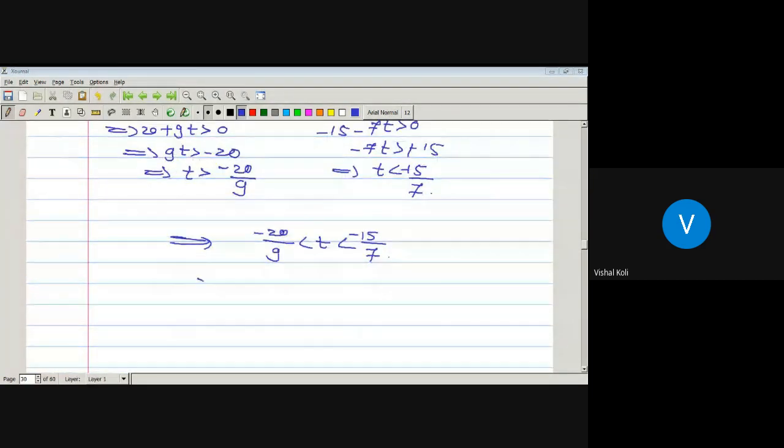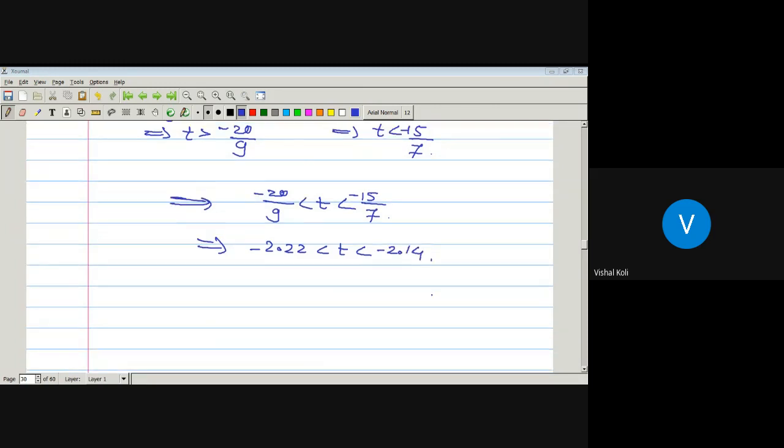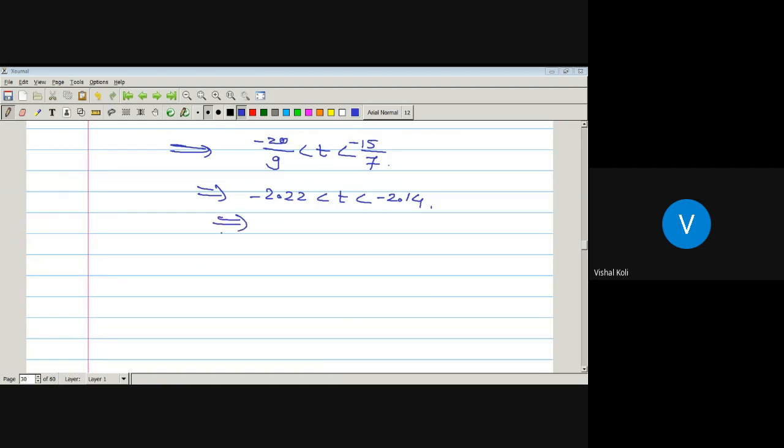So actually it is minus 2.22 less than t, which is less than minus 2.14. So first we express t as being in between minus 2.22 and minus 2.14. But t is an integer. So what is the nearest integer of minus 2.18?